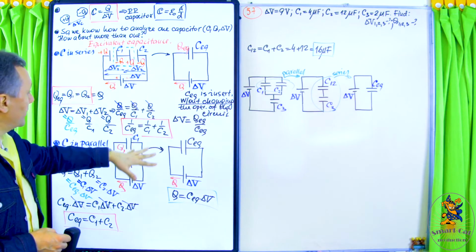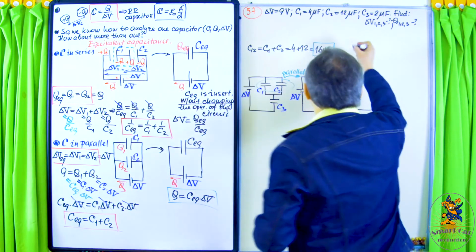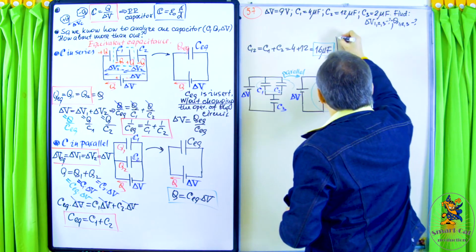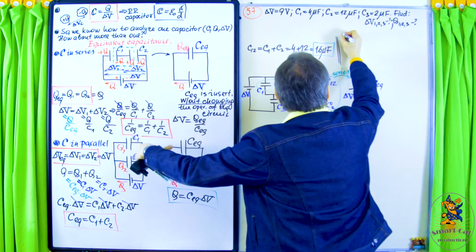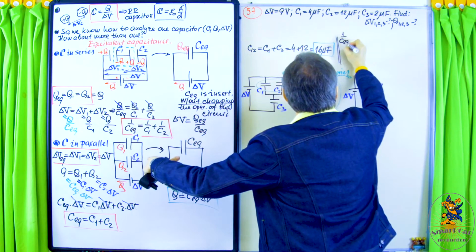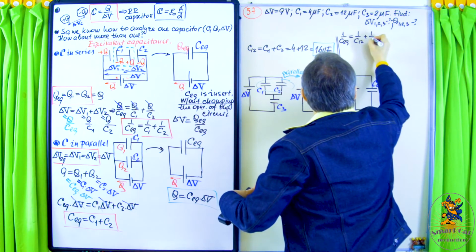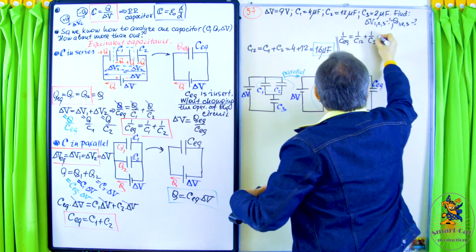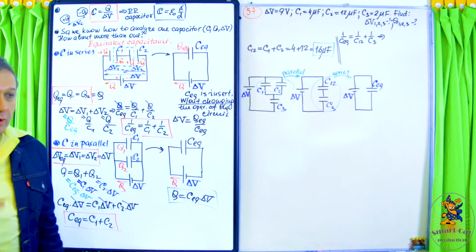Of course, we can find the value of C equivalent now, because that equivalent capacitor replaced two capacitors connected in series. So over here on top, I will write: 1 over C equivalent equals 1 over C12 plus 1 over C3.